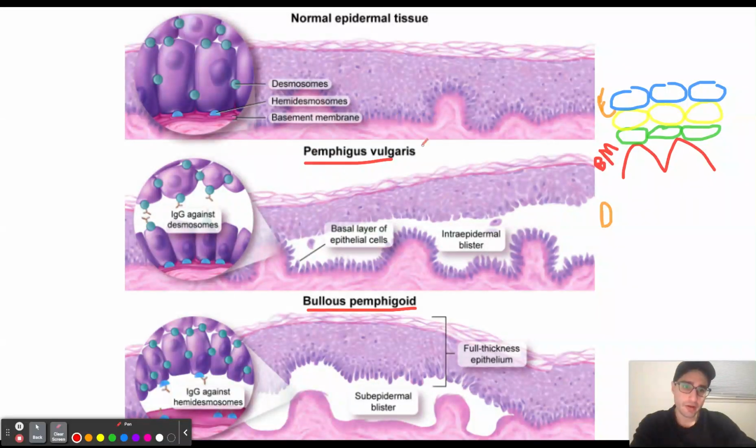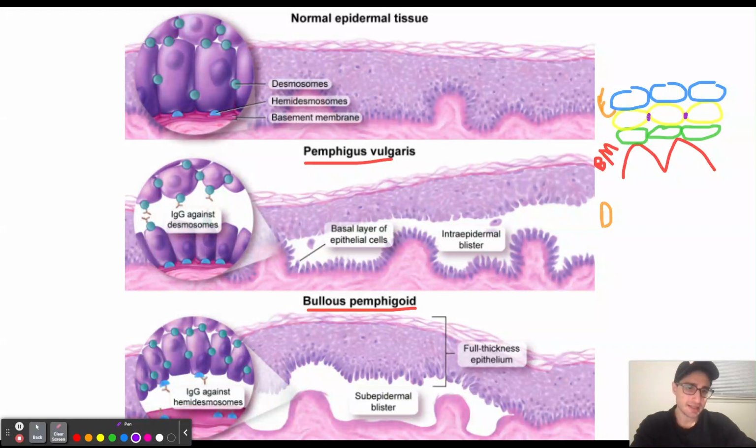Now, in Pemphigus vulgaris, we're going to have IgG antibodies against the desmosomes in the spinal layer. So, as you might recall earlier, the spinal layer is going to have keratinocytes attached to one another through desmosomes. So, let me draw the desmosomes in purple. So, the keratinocytes in the spinal layer are attached to one another through desmosomes. And in Pemphigus vulgaris, we're going to have IgG antibodies against the desmosomes in the spinal layer.